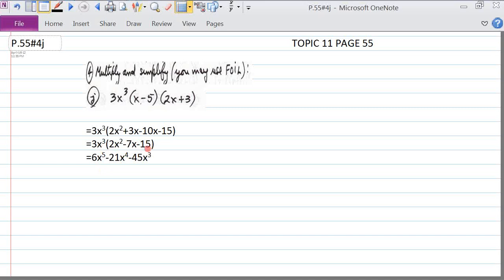Finally, we're going to multiply 3x cubed by minus 15, which gives us minus 45x cubed. So there's our final answer there. So like as I said, first we're going to use the FOIL method here. That gives us this. Then we're going to use the distributive rule to multiply this times each term in here. And when we do that, we get this.